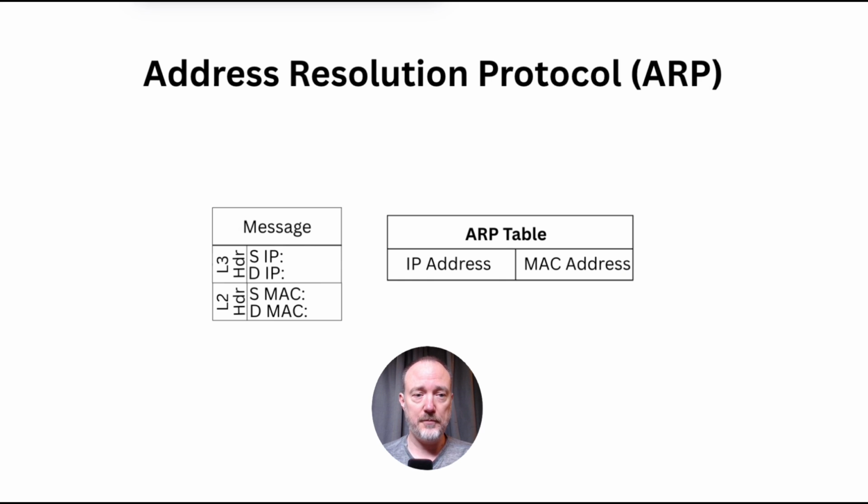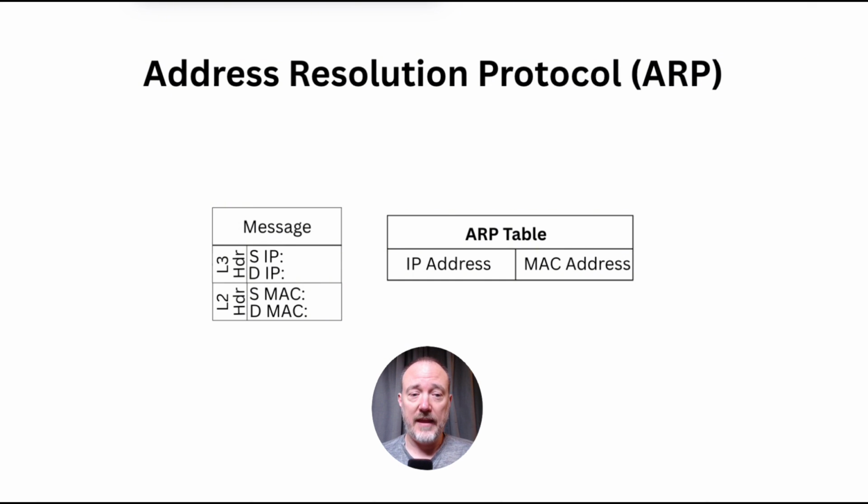Each device that operates at layer 3 has its own ARP table, and it needs to reference that when it's creating that layer 2 header. So we know what the layer 3 destination is. We've got to figure out what that layer 2 destination is. The ARP table is what holds that information.